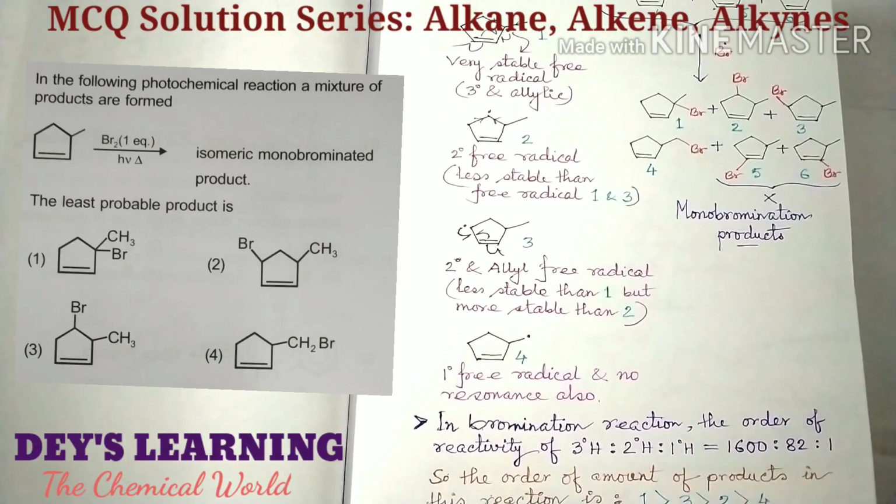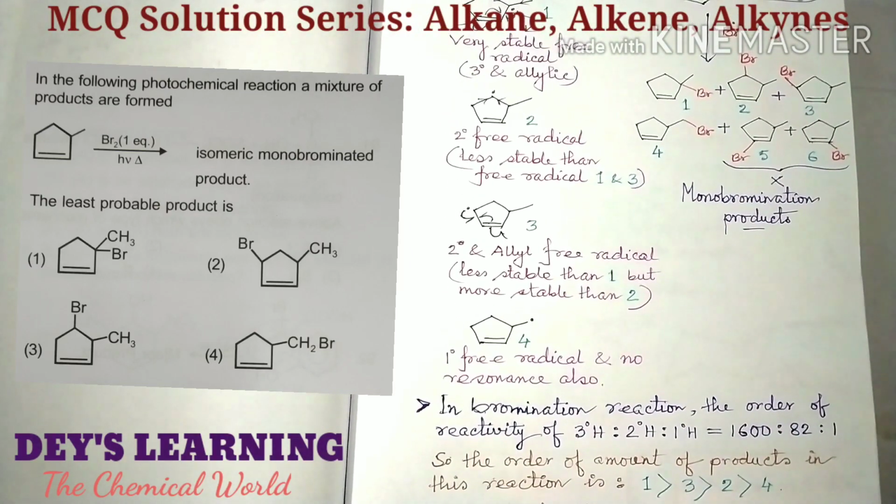Of course we know in bromination reaction the order of reactivity of 3 degree, 2 degree and 1 degree hydrogen is around 1600:82:1. So in bromination reaction 3 degree hydrogens react by a very large margin, because bromination is a more selective process than chlorination.